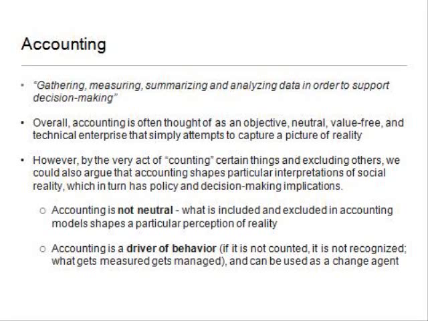There are certain decisions made over what is included in accounting statements and what is excluded, and by looking at those decisions, we can see how certain interpretations of social reality are portrayed. And this, of course, has implications for policy and decision making. So the main point here is that accounting is not neutral. What is included and excluded in accounting models shapes a particular perception of reality. As a result, accounting can also be seen as a driver of behavior. For example, if it's not counted, it's not recognized, and we can think of that old saying, what gets measured gets managed. Thus, in thinking about social accounting statements, we can also think about accounting as a driver of behavior and as a change agent.